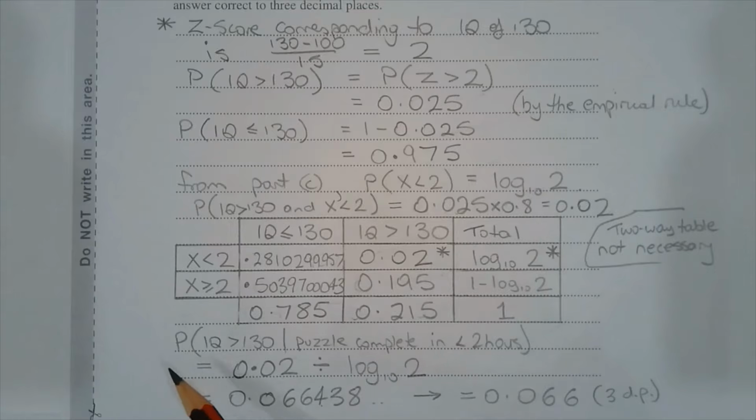Now, the probability that someone chosen has an IQ of greater than 130, given that they've completed the puzzle in less than 2 hours, is equal to 0.02 divided by log base 10 of 2, which equals 0.066438, and so on. Rounding this value to 3 decimal places, that equals 0.066.